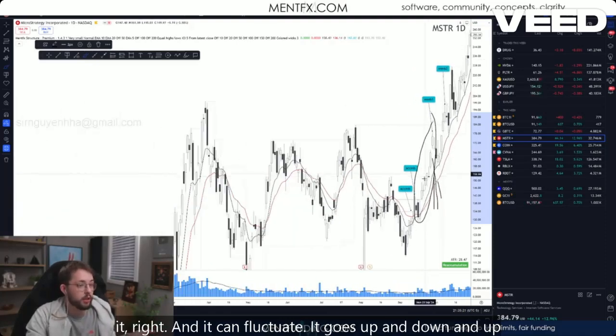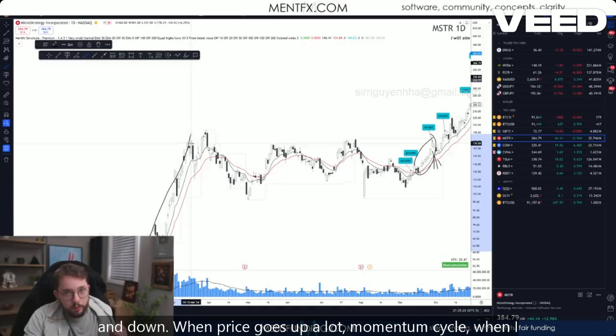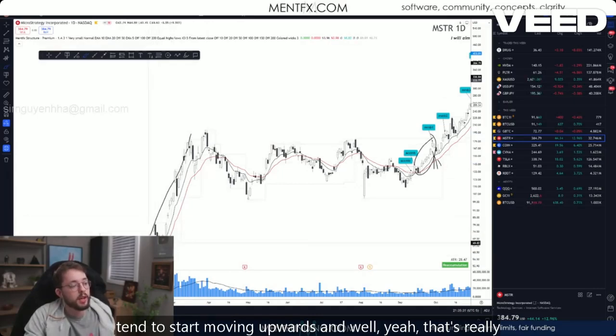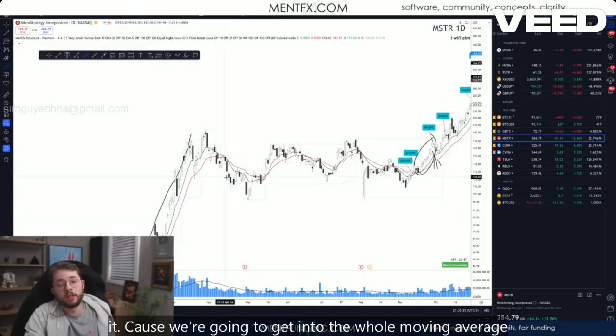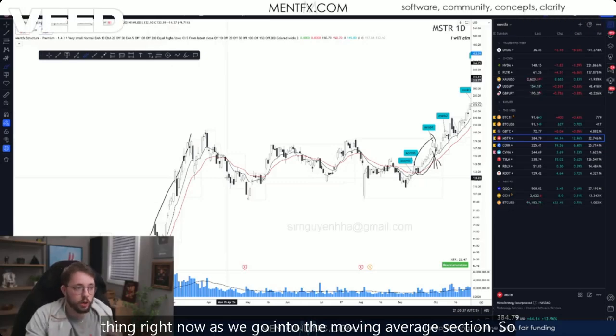And it can fluctuate. It goes up and down and up and down. When price goes up a lot, in a momentum cycle when I want to trade, you can see what the moving averages do. They tend to start moving upwards. And well, yeah, that's really it, because we're going to get into the whole moving average thing right now as we go into the moving average section.